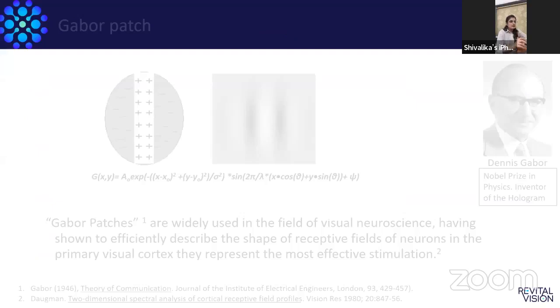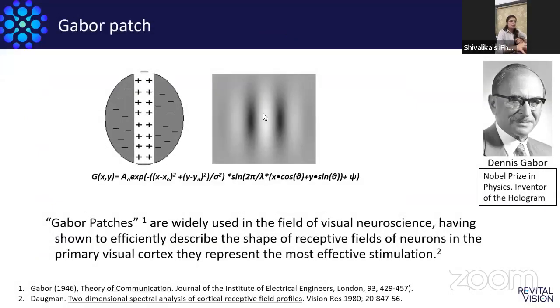On your screens you can see a Gabor patch, the white and black lines. This was developed by Professor Dennis Gabor, a Nobel Prize winning physicist, who is also the one who invented holograms. We may have come across the Gabor patch in our subjects of visual neuroscience, and it is known to be the most effective stimulation when it comes to neuronal activity. It is very efficiently made, as it describes the shape of the on and off receptive fields of our neurons at the cortical level.